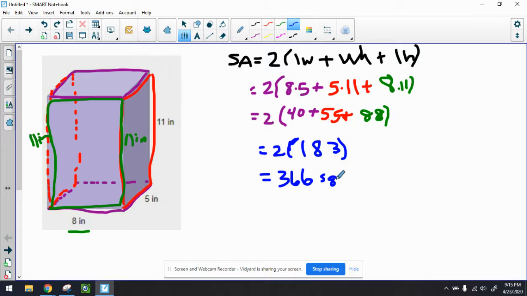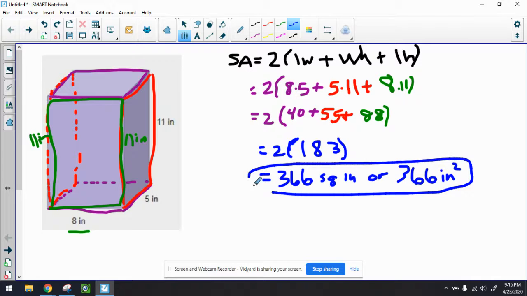So we can abbreviate square that way, inches, or we could have written it with the exponent of the squared exponent. So then it looks like inches squared, but we still read that as squared inches. And now we found the surface area of this prism.